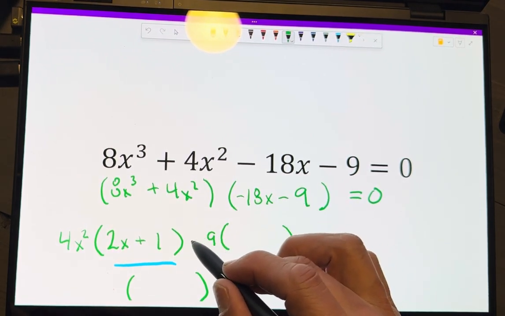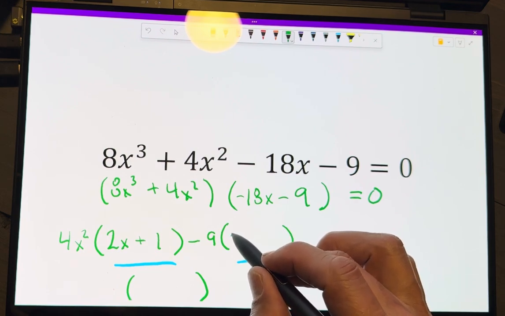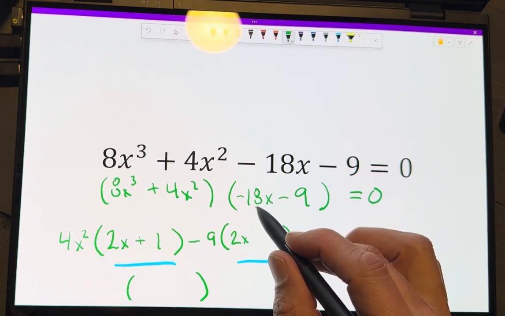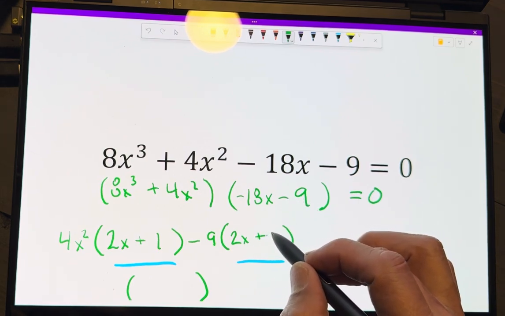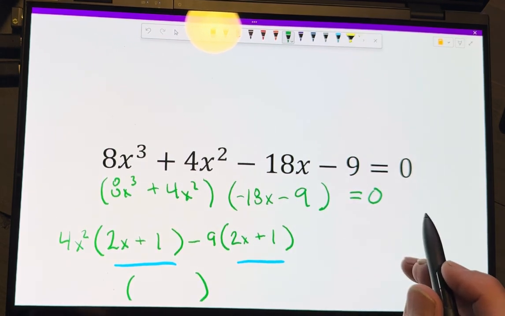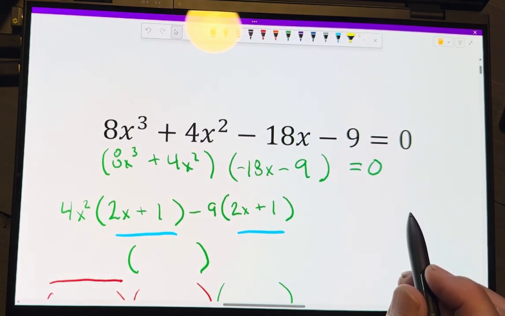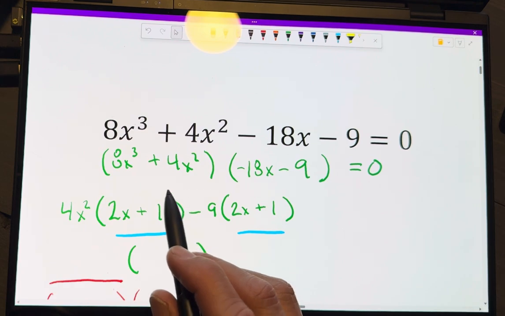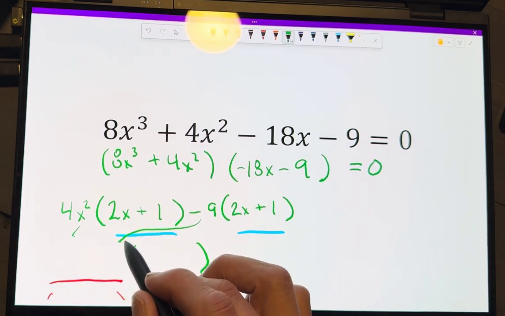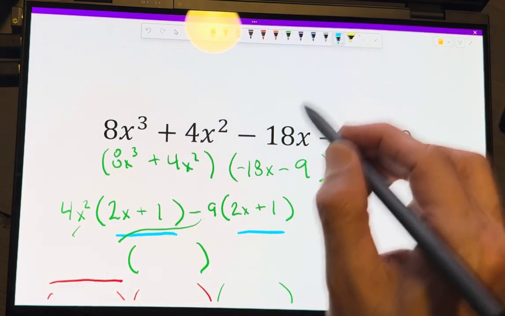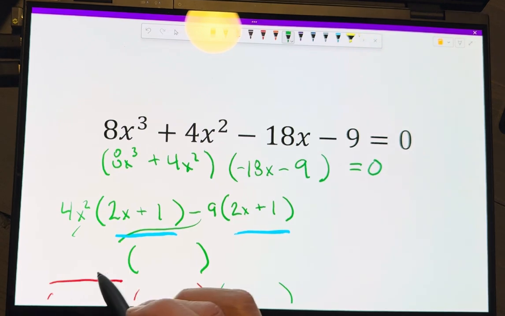And let's factor a negative 9 out of this. So negative 9 times 2x will give us negative 18x, and negative 9 times 1 will give us negative 9. Okay, so now we have our two quantities. Let's bring the 4x out front. And these two quantities match up again, which is what we needed. I got 2x plus 1.